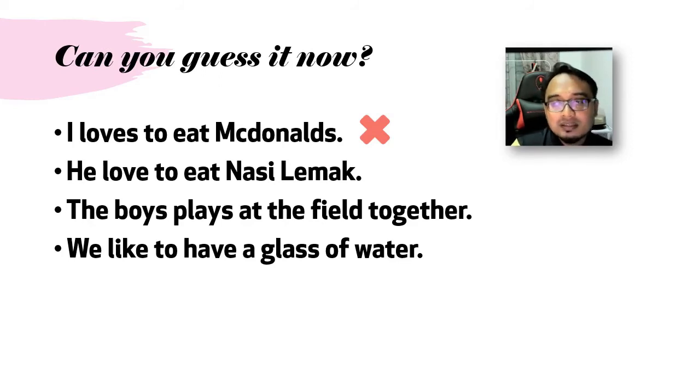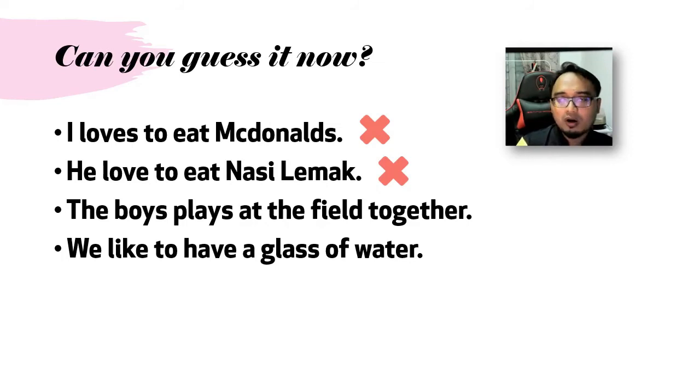He, singular subject. So, singular subject must take singular verb. So, singular verb, we must have S at the end. So, love here does not have S at the end. So, the sentence is wrong. Good. Number 3. The boys plays at the field together.